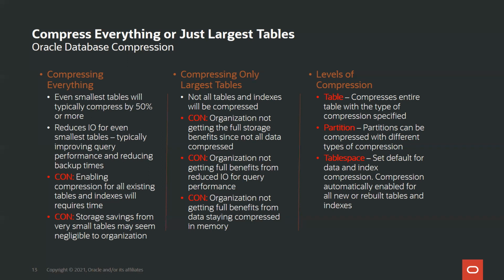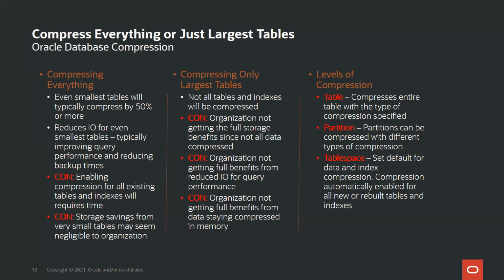Now, some customers will draw a line sort of arbitrarily and say any table that's below this line, I'm not going to compress, and that's fine too. So you can compress only the largest tables and just choose at what point you draw that line and say anything smaller than this won't be compressed. And that's another way to approach this as well. It's also a common way customers look at this. So it is a very common way to approach the discussion about compressing everything or just large tables.